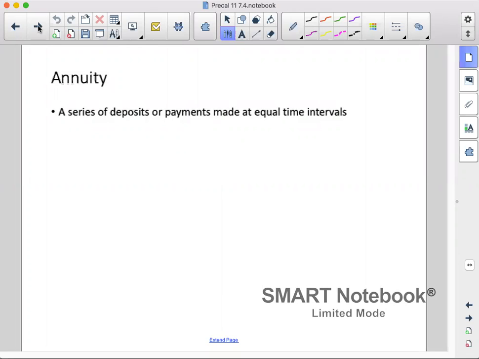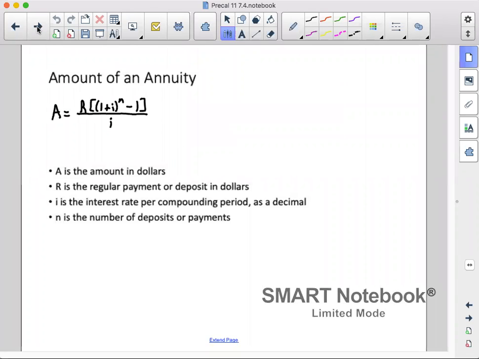So to calculate the amount of an annuity, we have a formula A equals R times bracket 1 plus I close bracket to the power of n minus 1 close bracket over I, where A is our amount in dollars, R is for regular payment or deposit in dollars, I is for interest rate per compounding period as a decimal, and N is the number of deposits or payments.